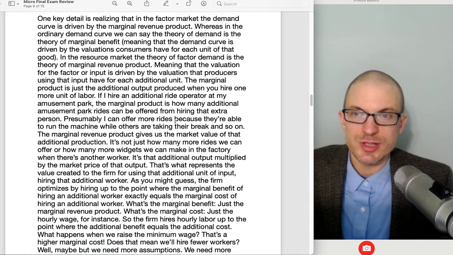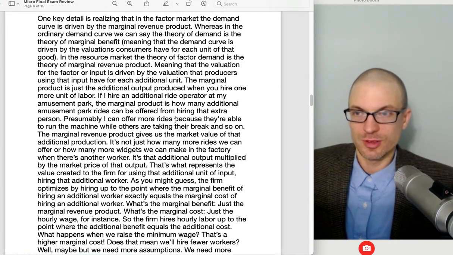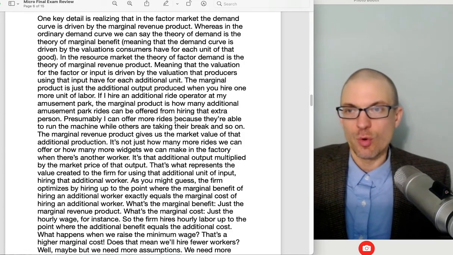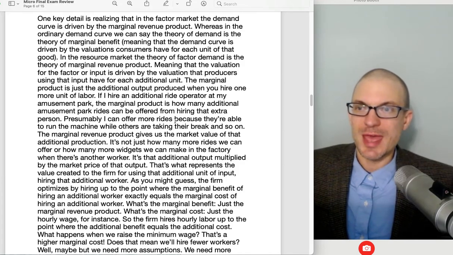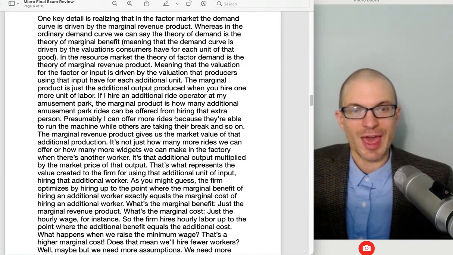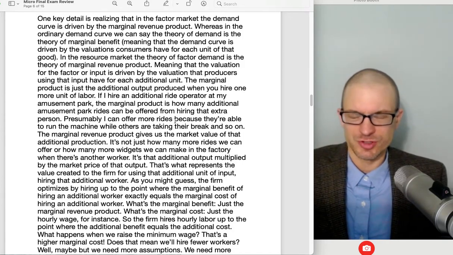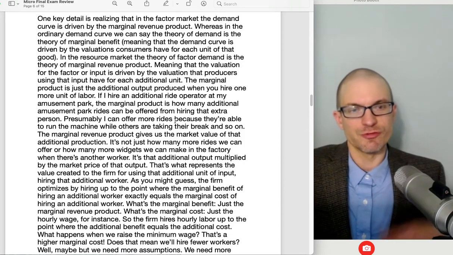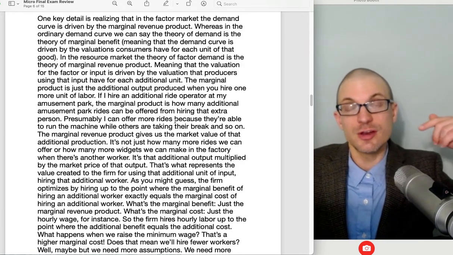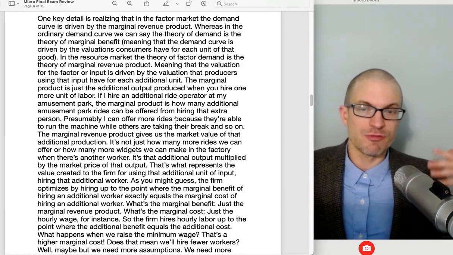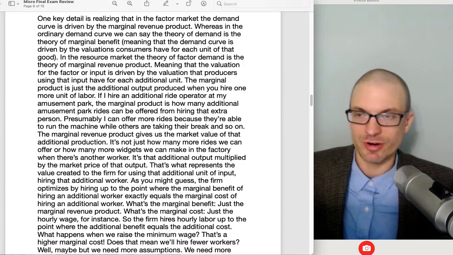One key detail is realizing that in the factor market, the demand curve is driven by the marginal revenue product. So in the ordinary supply and demand model, we say the theory of demand is the theory of marginal benefit. It means that the demand curve is driven by the valuation consumers have for each unit of that good. I've got a video, I think I called it all about demand and supply, or supply and demand explained, or something like this. And I talk about how the vertical height of the demand curve is the willingness to pay for consumers at that amount. And the vertical intercept is the maximal amount people would pay for whatever is the first unit produced, or the 0th unit produced.